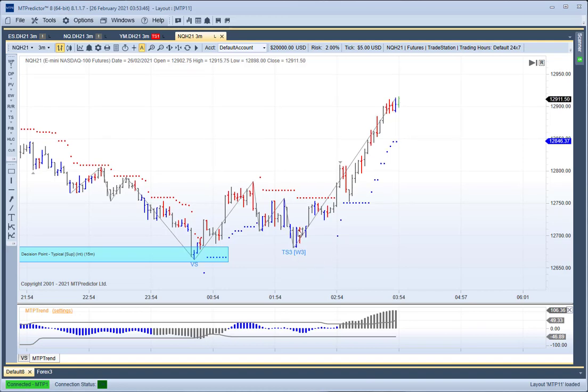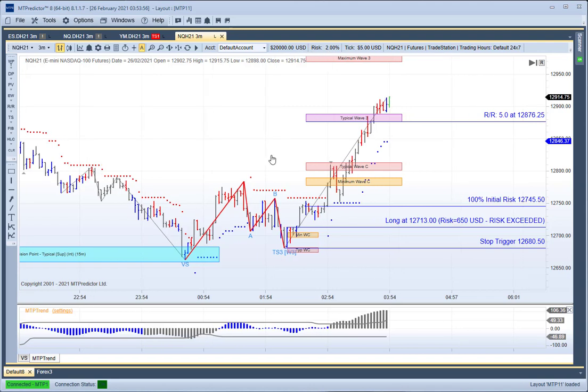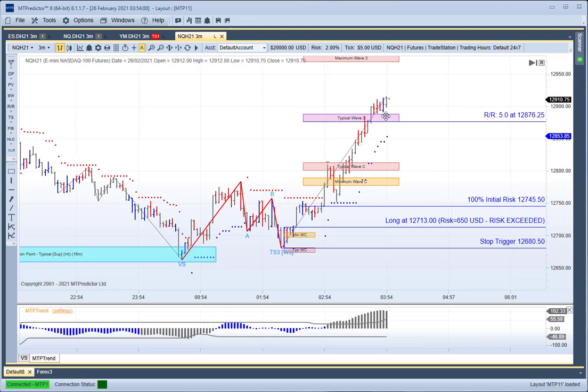If I right mouse click here and do analysis, this was actually quite a big risk on this particular move, so this was larger than you would have been able to take on a 2% on a $20,000 account. But you can see the market did indeed move up. It moved up into the typical wave 3 WPT, where a profit of approximately 5 times the initial risk was available as well.